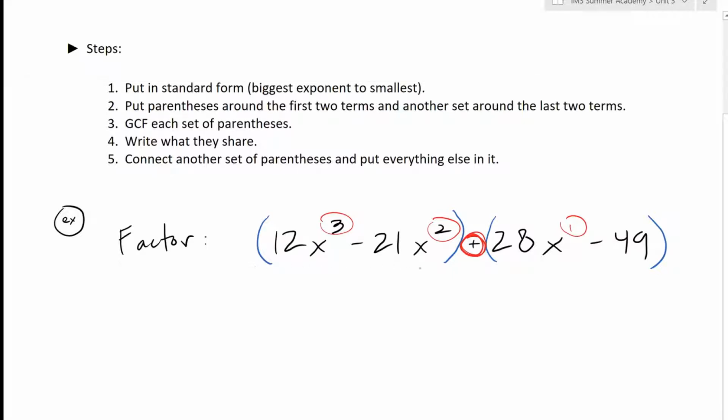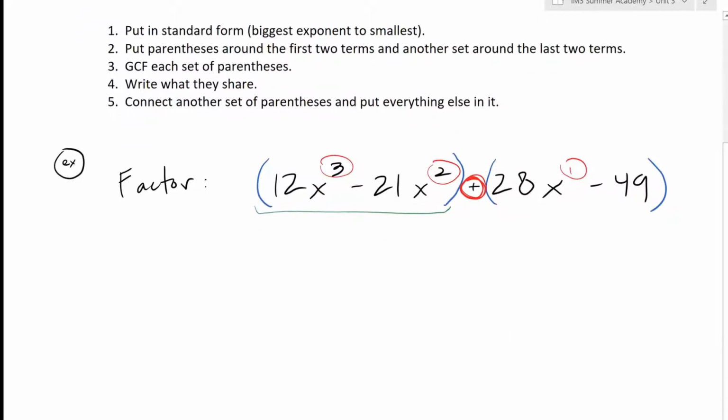So here's my first chunk, and let's GCF that. What do they both share? Between 12 and 21, they both share a 3. X cubed and x squared, they both can give up an x squared. That leaves me with 4x minus 21 divided by 3 is 7. X squared took out x squared, no more x is left.